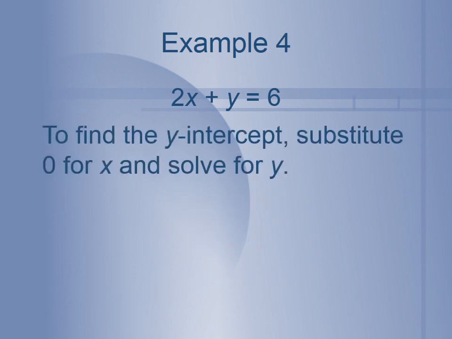All right. If we want to find the y-intercept, we're going to let x be 0 since for the y-intercept, the x-coordinate is 0, okay? So we're going to let x be 0 and solve for y. So again, x is going to be 0.